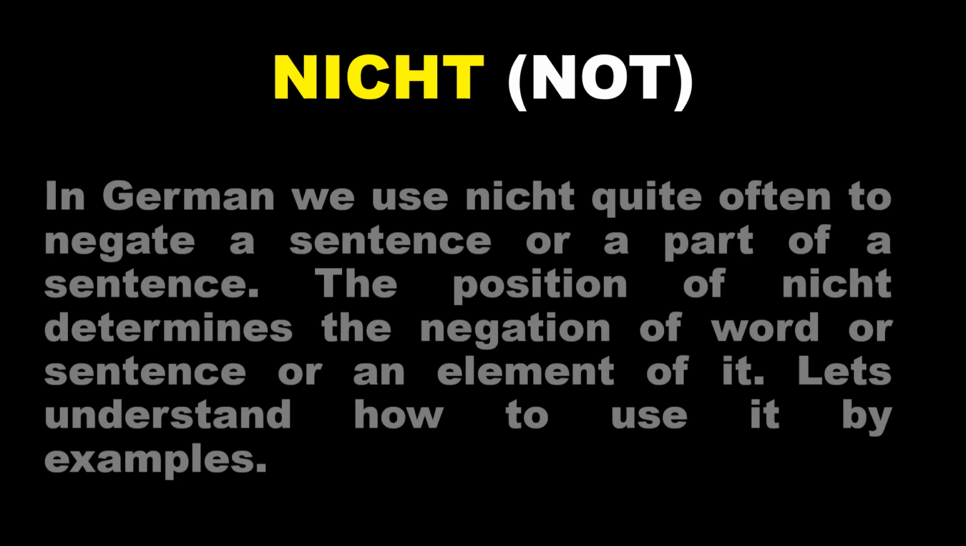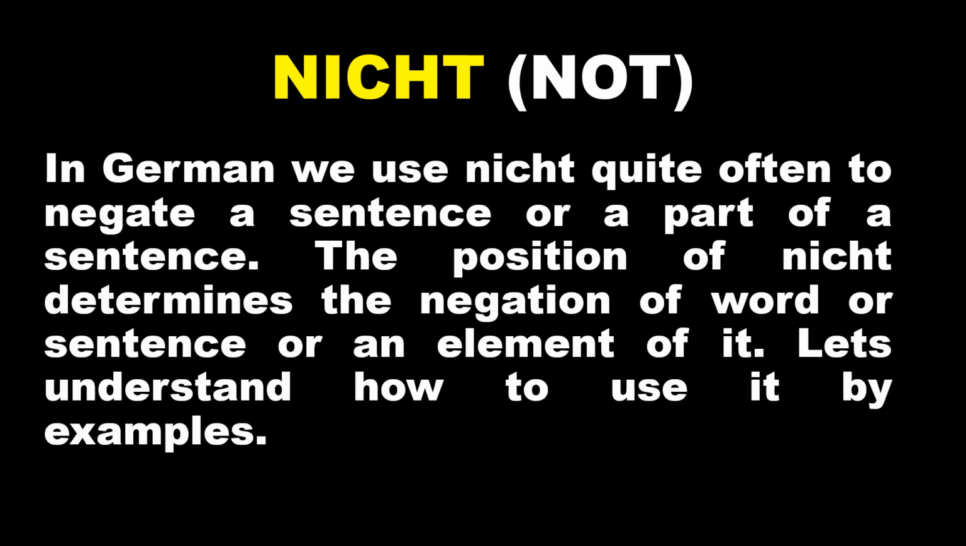Let's go ahead. Let's understand nicht. In English, we call it not. In German, we use nicht quite often to negate a sentence or a part of a sentence. The position of nicht determines the negation of a word or sentence or an element of it. So, to understand where to put nicht in a sentence, we need to use a few examples. Let's go ahead.